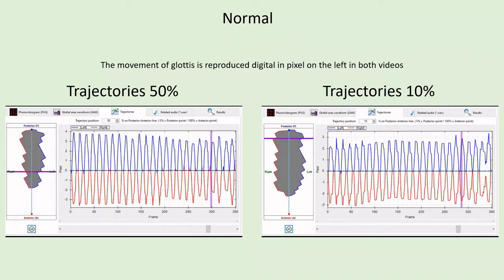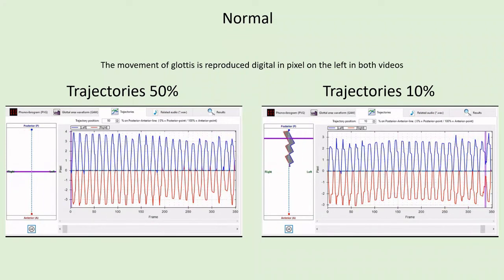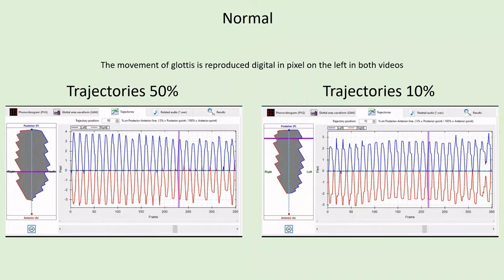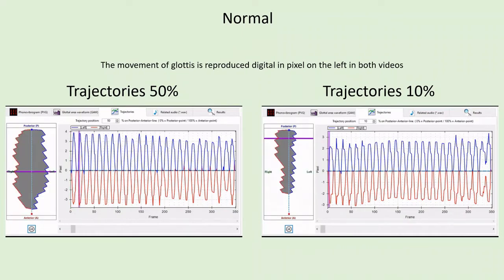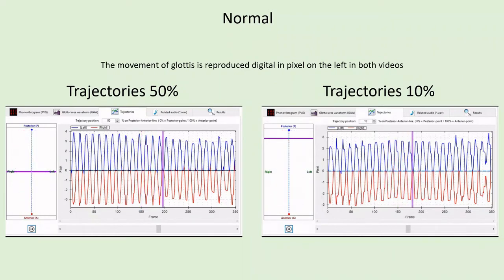Trajectories allow the evaluator to choose a specific cross-section of the glottis ranging from 0% to 100%, 0% being the absolute rear of the glottis and 100% being the front. We have selected the middle of the glottis by setting the trajectory to 50%, and 10% from the rear part of the glottis by setting the trajectory to 10%. Our reason for choosing 10% was to quantify the insufficient closure seen in the rear of many laryngopharyngeal reflux patients.